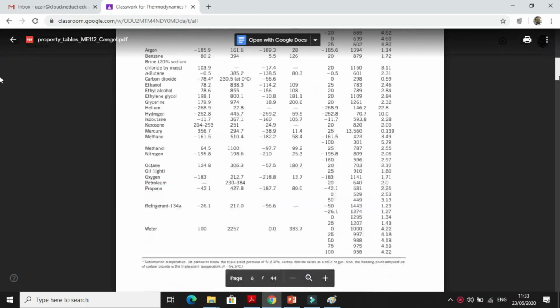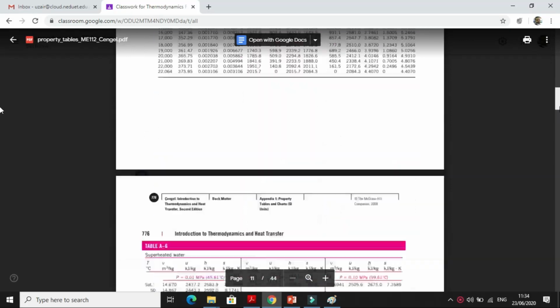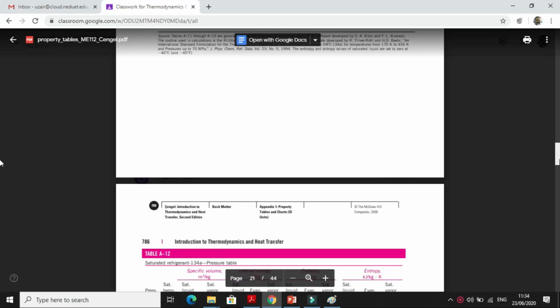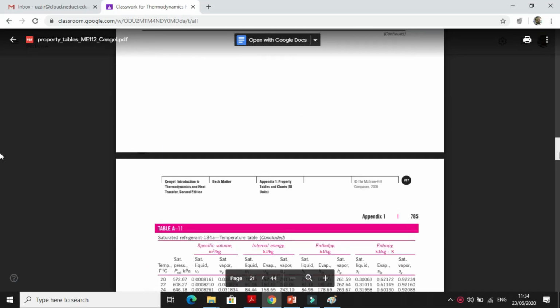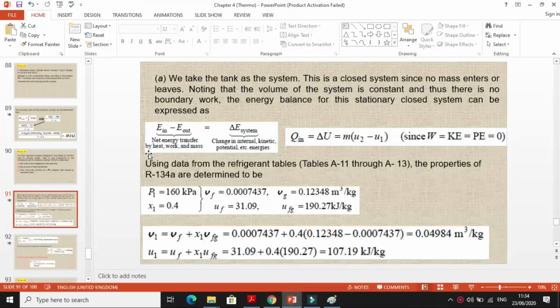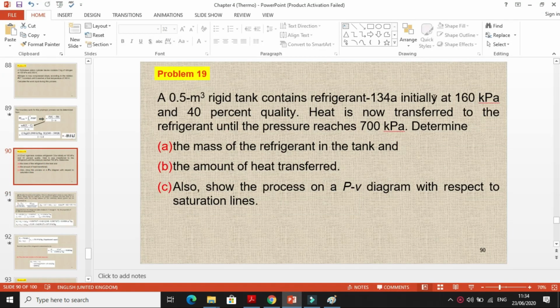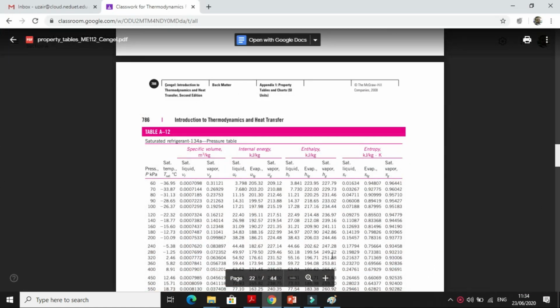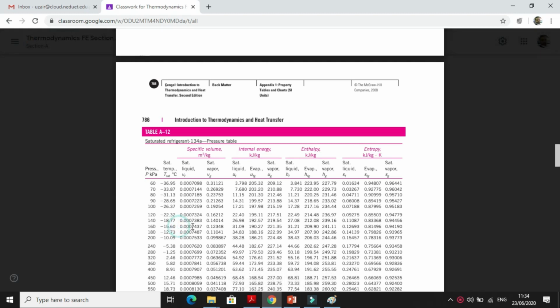Here, this is the table A7. Here we have the table A11, which is basically with respect to temperature. So I'm moving to table A12. This is table A12. The given pressure is 160 kilopascal. Where is 160? This is 160 kilopascal, and we can check what is vf, and we know what is vg.